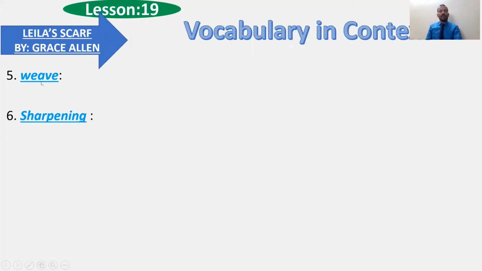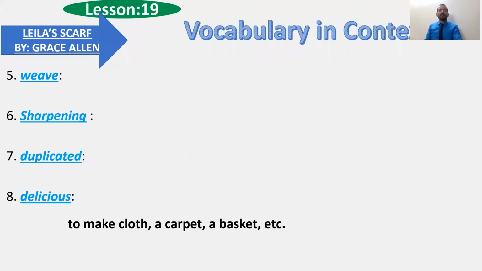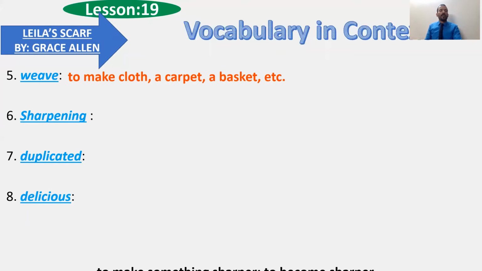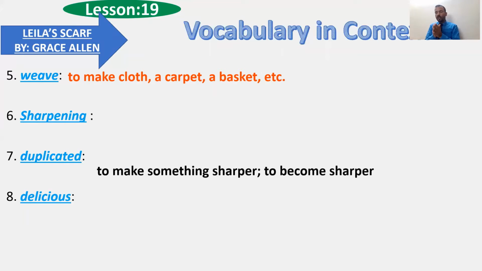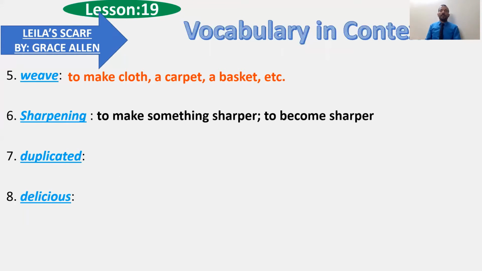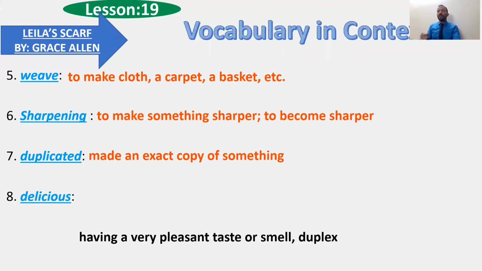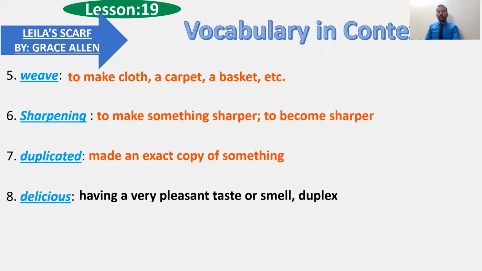Term number 5, weave. Weave means to make cloth or carpets and so on. Sharpen, to give something sharp edges. Duplicate means to make an exact copy of something, and delicious is a yummy thing. So weave means to make cloth or carpet or basket. Sharpen means to make something sharper or become sharper. Duplicate, to make an exact copy of something. And delicious means pleasant taste or smell.